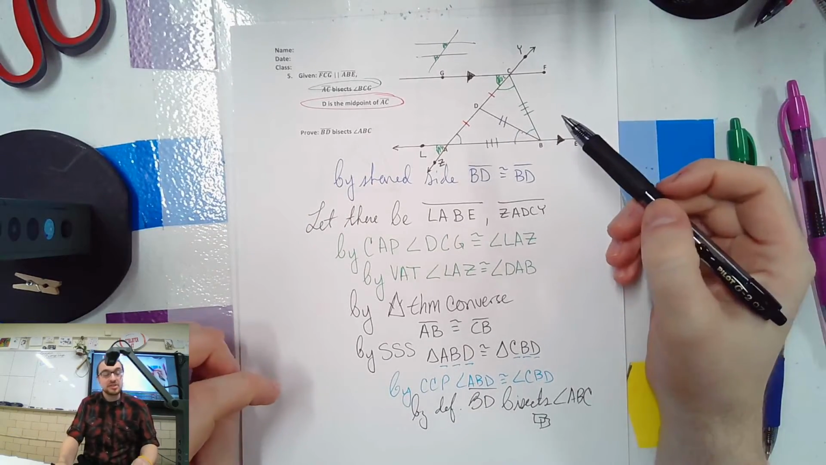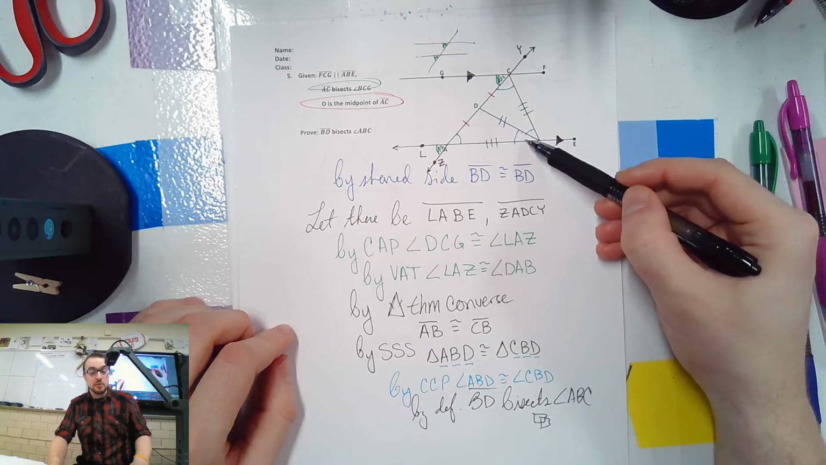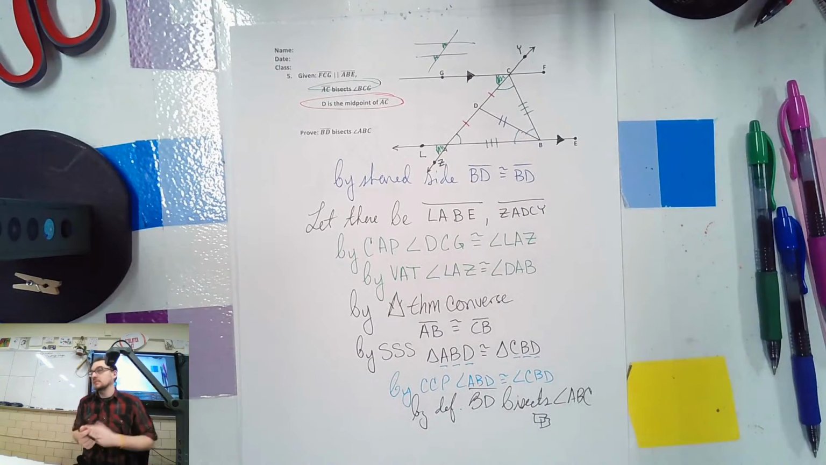Again, what is a bisector? It's something that cuts it into two equal parts. Did we prove that it was two equal parts? Yeah, we did. So by definition, that's a bisector, right?